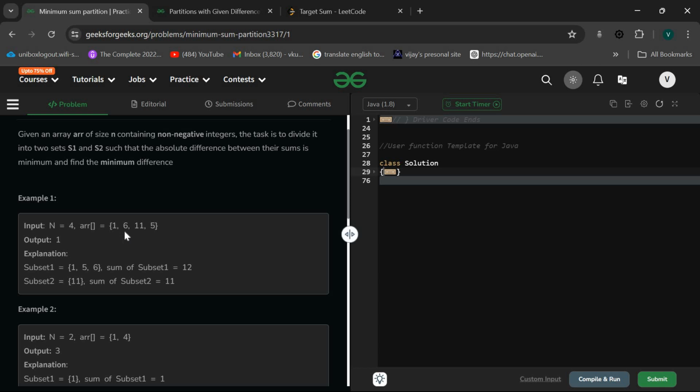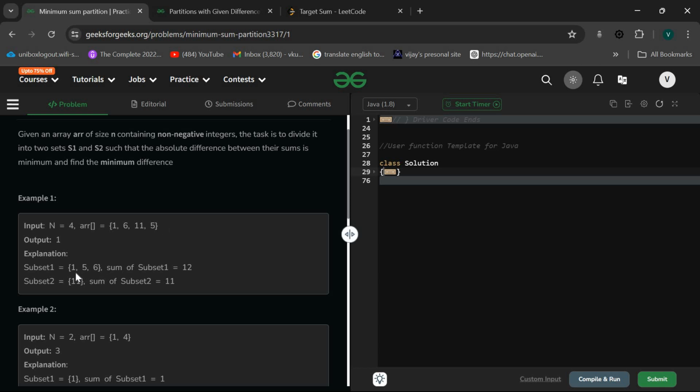So if you consider 6 plus 1 in S1, and 11 plus 5 in S2, then 11 plus 5 is equal to 16, and 6 plus 1 is equal to 7. 16 minus 7 is equal to 9. So it means it is larger. That difference is not minimum, so you will not consider that subset. You will consider the subsets whose difference is minimum.